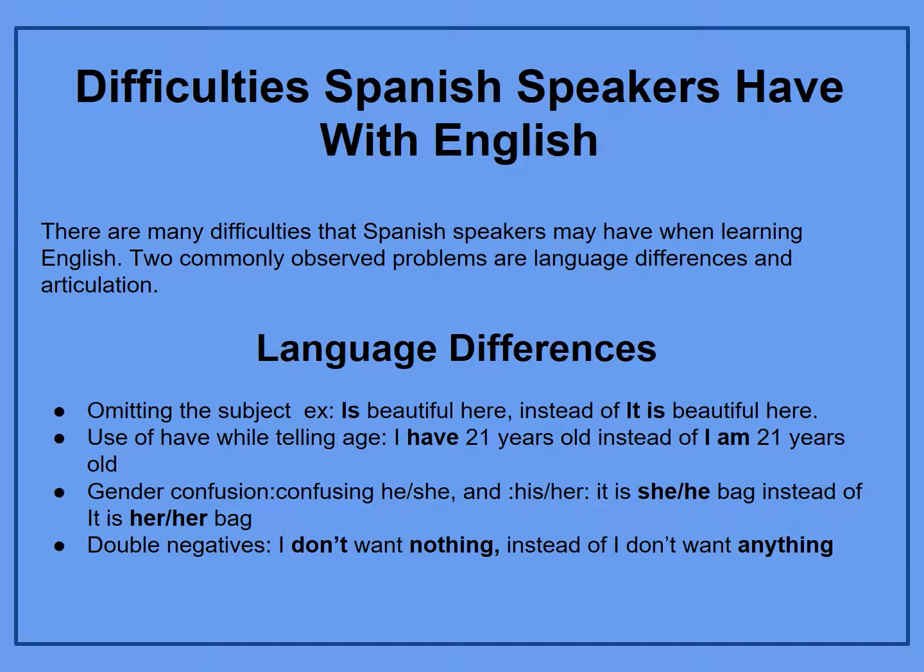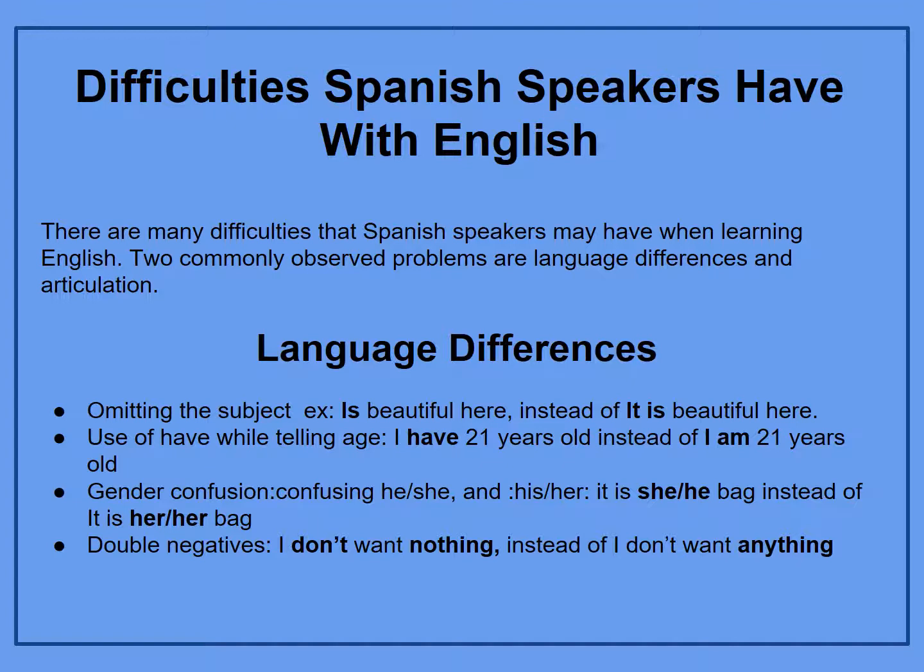The semantics and pragmatics of English, as well as morphology and phonology, cause many difficulties for Spanish speakers when learning English. Two of the most commonly observed problems are language differences and articulation. First, omitting the subject. In English, the subject needs to be stated, but in Spanish, the subject is dropped to avoid being repetitive. An example of this is beautiful here. An English speaker would say, it is beautiful here.